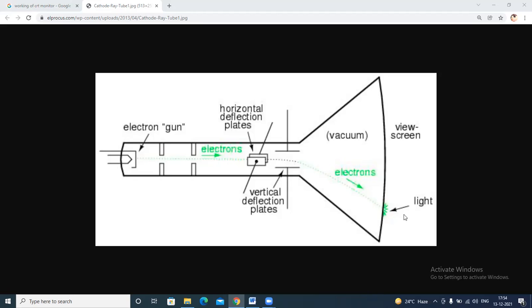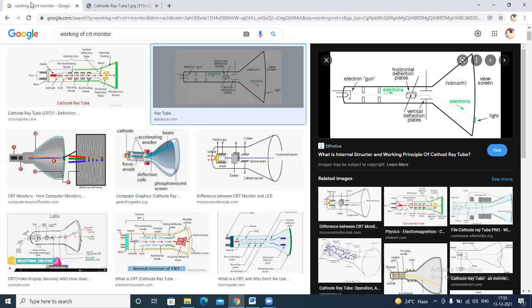So when an electron strikes it, it glows. In this way, when many electrons strike, we can see the picture of a person. From the electron gun, electrons are shot, and here are the horizontal and vertical deflection plates. This is a vacuum view screen. You can see many more.